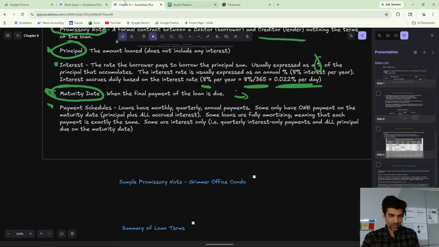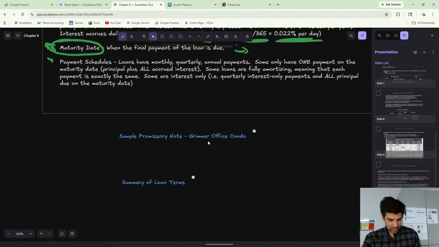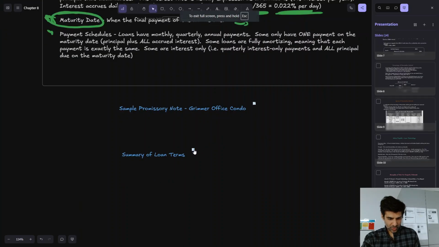This one? I think I had another one. Let's see. What is this?